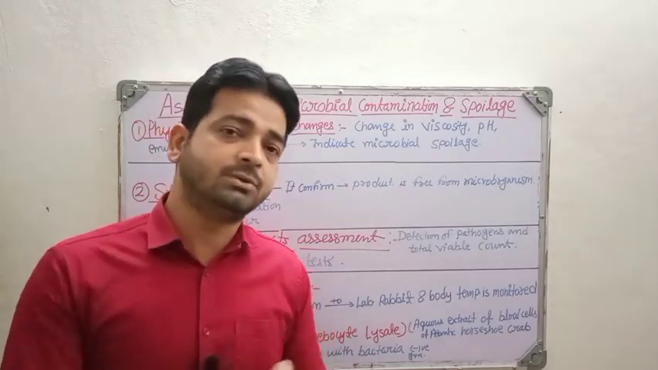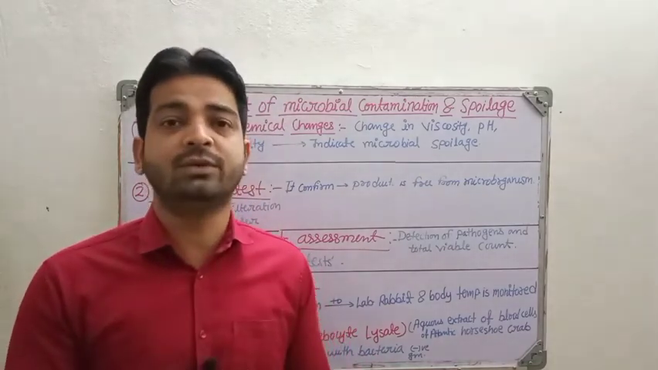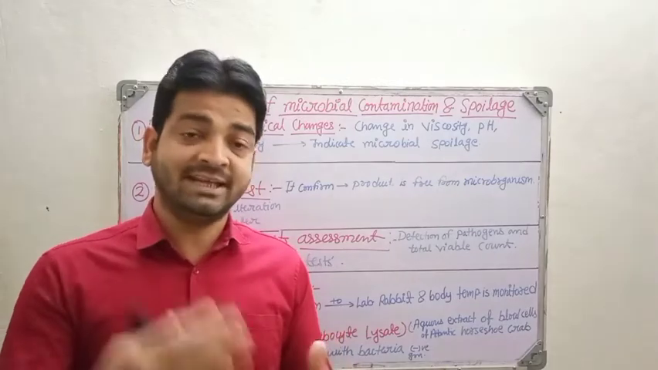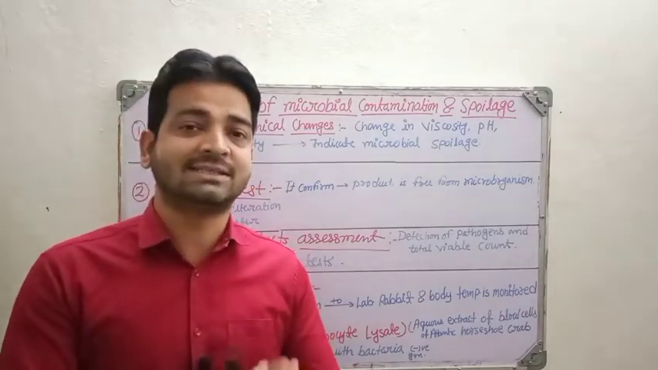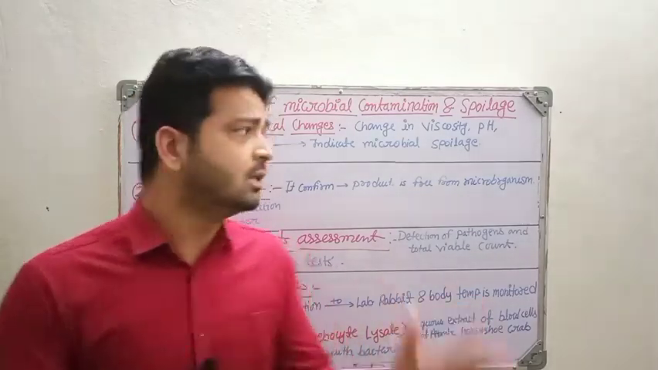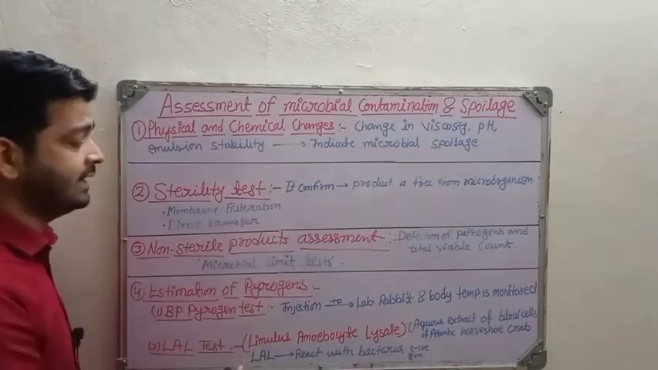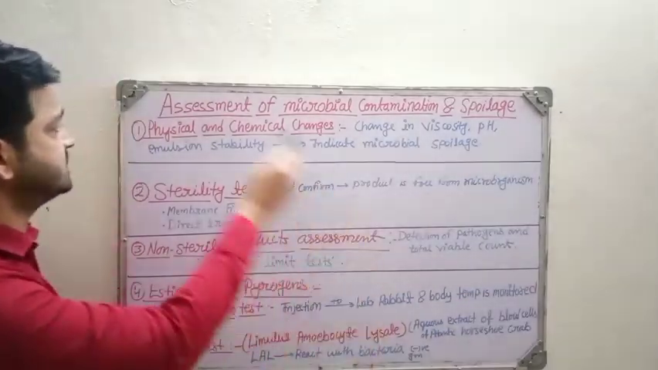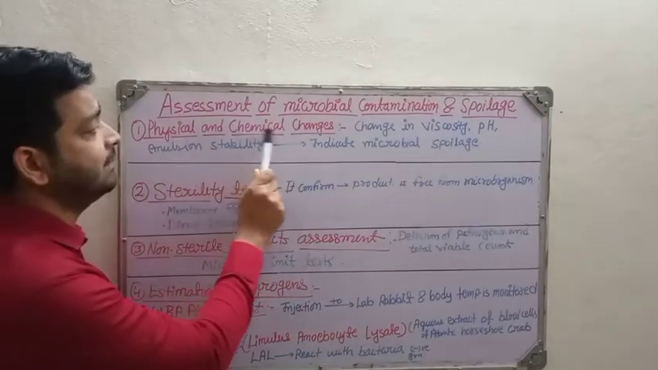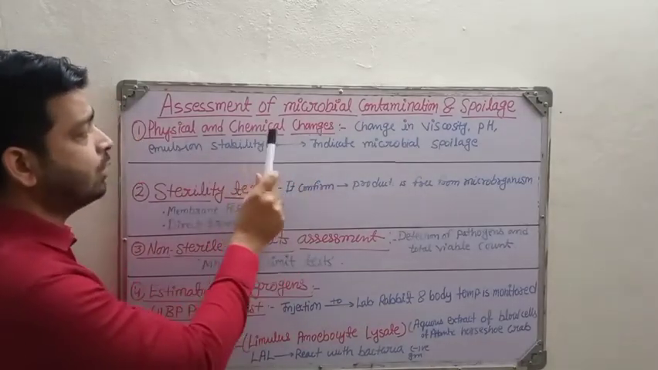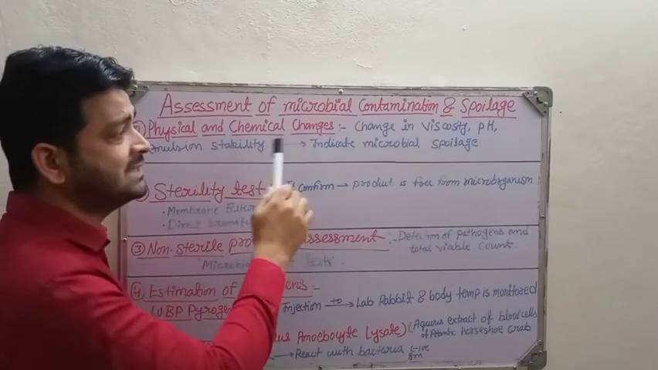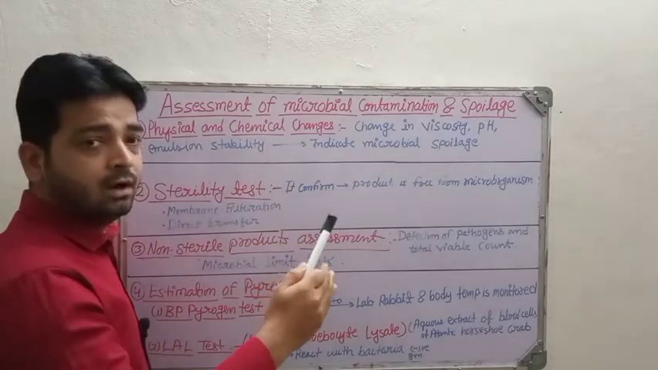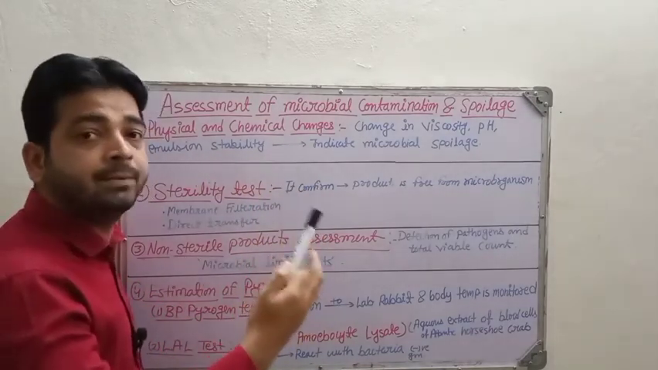So when it comes to pharmaceutical formulations, we need some types of scientific assessment techniques that we are going to discuss. Here I have divided them into four categories to assess spoilage and contamination. The first one is physical and chemical changes, right? Any kind of change that occurs in the state or form of the particular formulation.